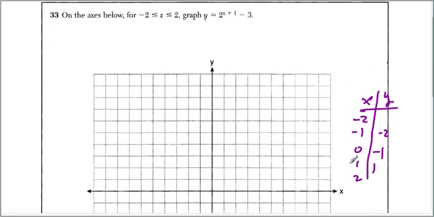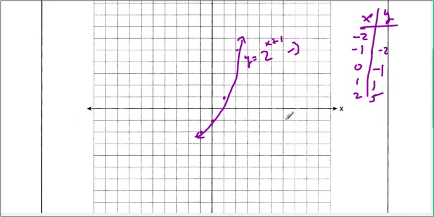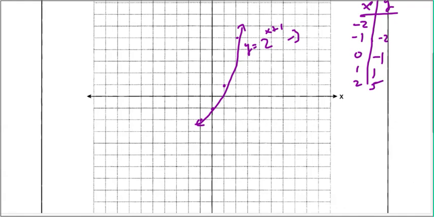8 minus 3 is 5, 2 is 5. So here, here, here. 1, 2, 3, 4, 5. Connect your points on the graph. And label your graph. Y is equal to 2 to the x plus 1 minus 3. Good.